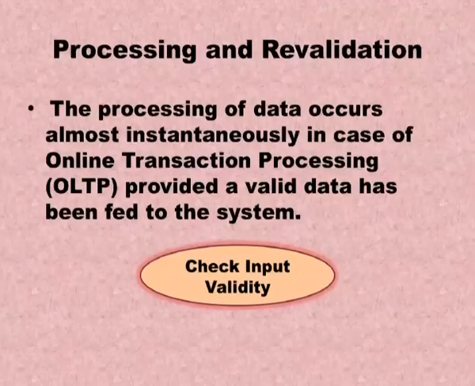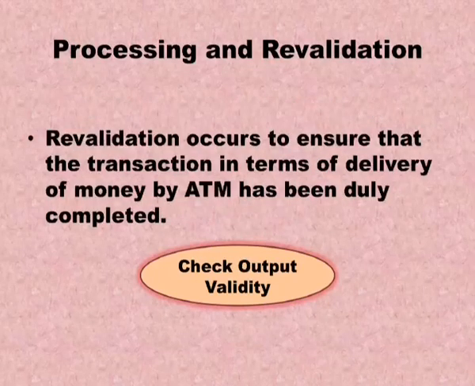Third is processing and revalidation. The processing of data occurs almost instantly in case of online transaction processing, OLTP, provided valid data has been fed to the system. This is called check input validity. Revalidation occurs to ensure that the transaction, in terms of delivery of money by the ATM, has been duly completed. This is called check output validity.